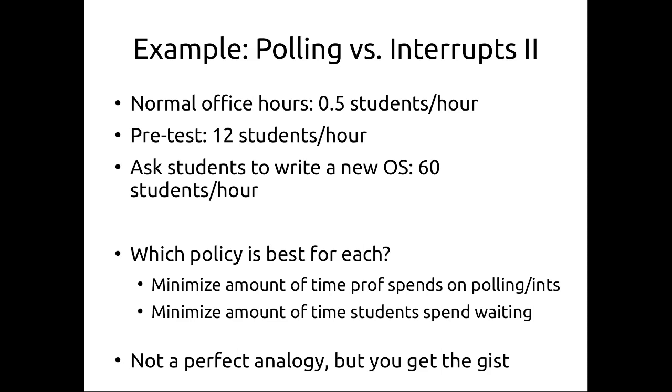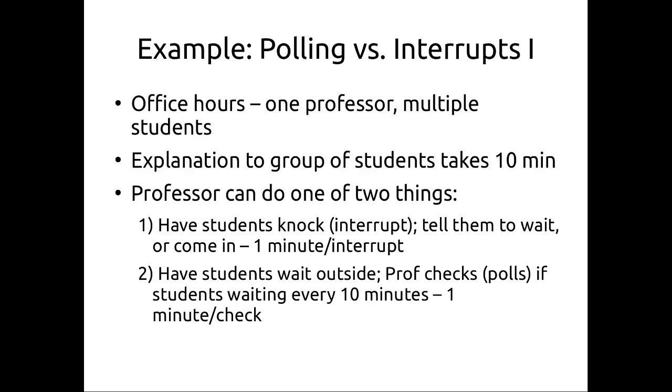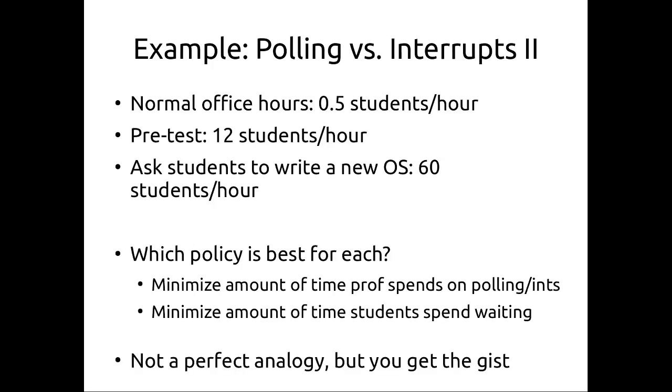Okay, so we have the two policies again: having a student knock, causing an interrupt, or the professor polling every 10 minutes. In the case where we have normal office hours, 0.5 students per hour, if we poll, then we're getting up 6 times an hour to check the door, and only 1 out of 12 times a student is there. So over a 2-hour period we're spending 12 minutes polling, wasting our own productivity, our own throughput, by getting up and clumsily making our way to the door, and only once is there actually a student there.